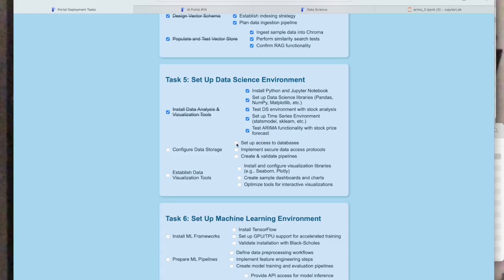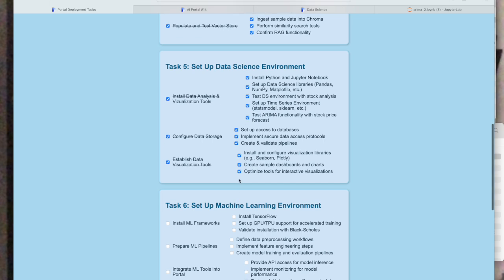Configure data storage. We set up a database a couple of weeks ago, and we were doing computer graphics with that. Visualization libraries are set up, sample dashboards and charts. We have the charts there. We can work on the dashboard. Optimize tools for interactive visualizations. We're well on our way.